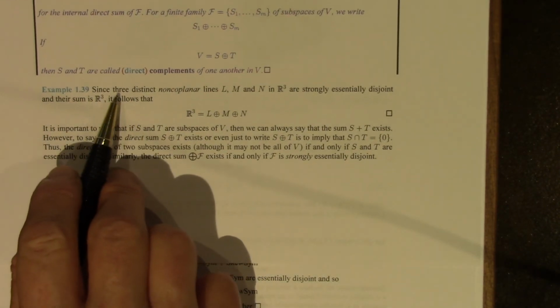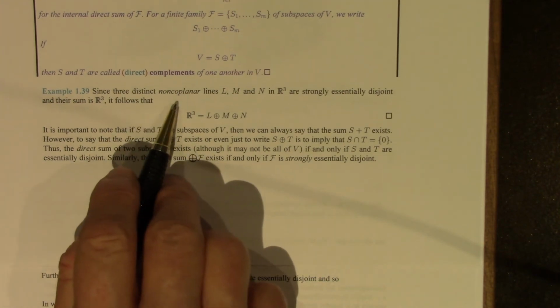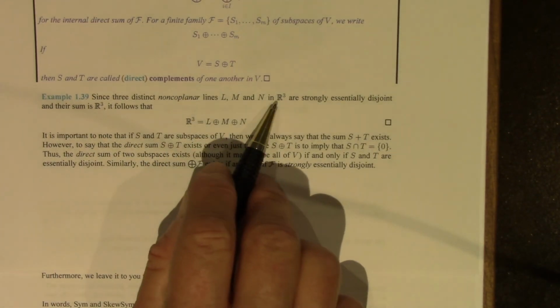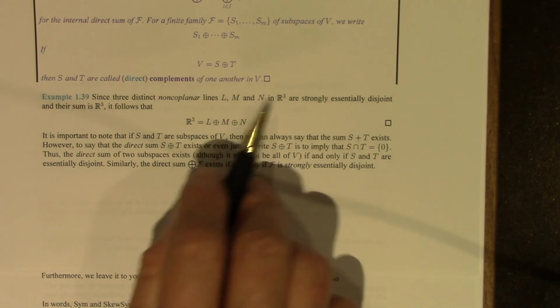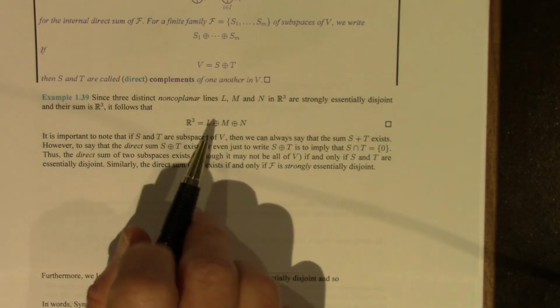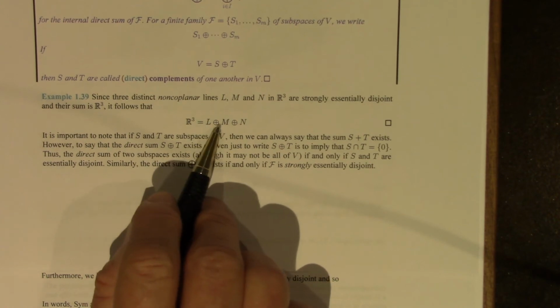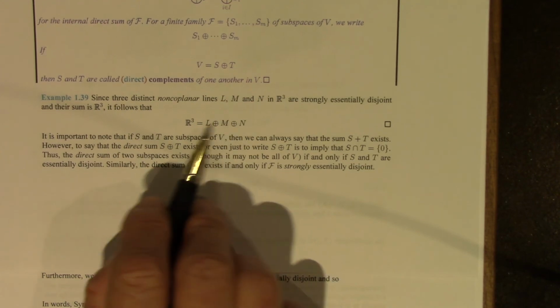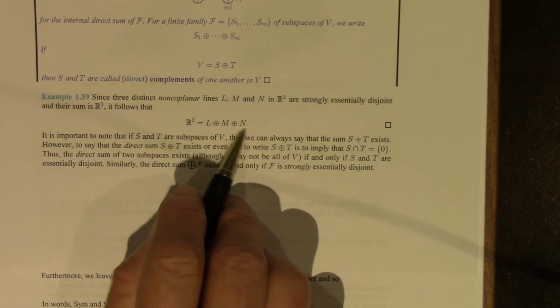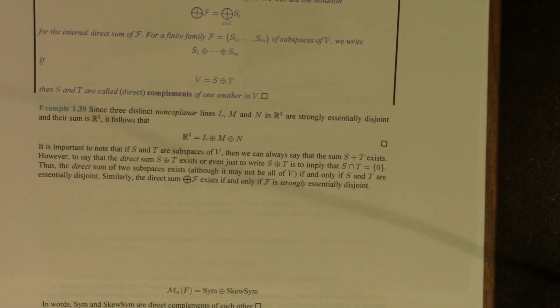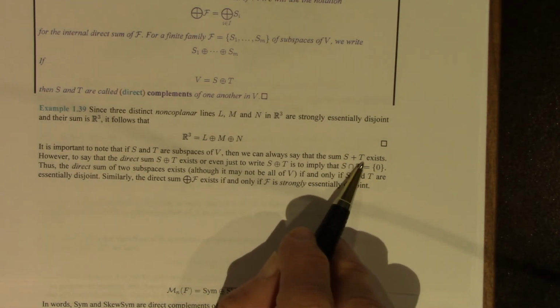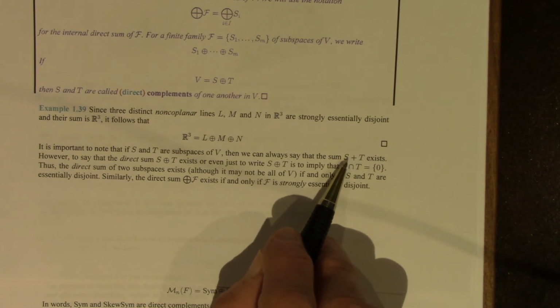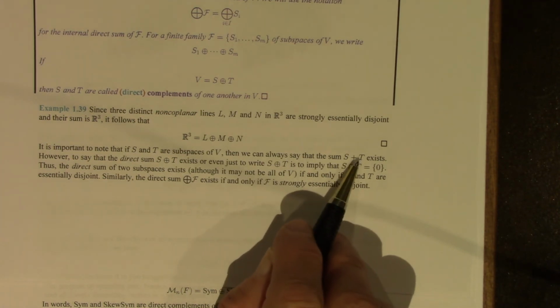Example, if we have three distinct non-coplanar lines in R3, they're strongly essentially disjoint, and their sum is all of R3, and therefore the sum is direct, and we can write this. It's important to note that if S and T are subspaces of a vector space, we can always write the sum. The sum always exists. It's just the set of sums of a vector from S and a vector from T.